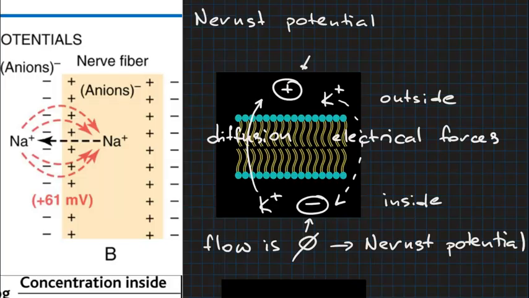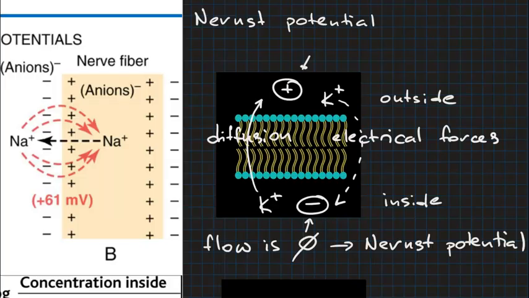Okay? So the potential on the membrane, the distribution of charges on the membrane, at which the flows of an ion in and out of the cell are equal, the flows cancel each other out, that specific potential is called a Nernst potential. It is a theoretical value. You can calculate it, but in nature, it doesn't exist. Now, the potential is always measured inside the cell.